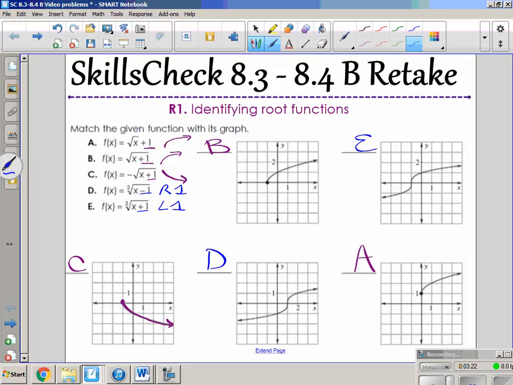Okay? So just to recap, make sure that you know a square root graph looks like this. The cubic root graph looks like this. Okay?